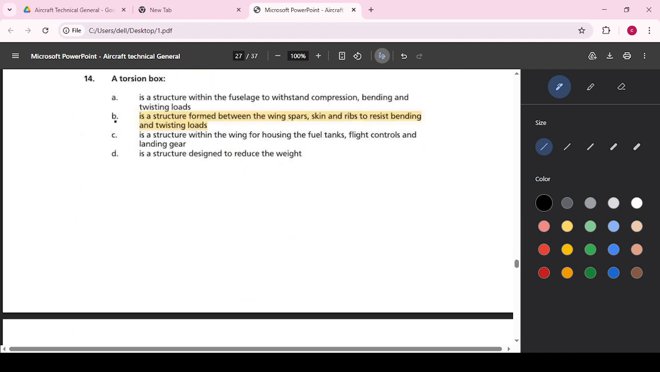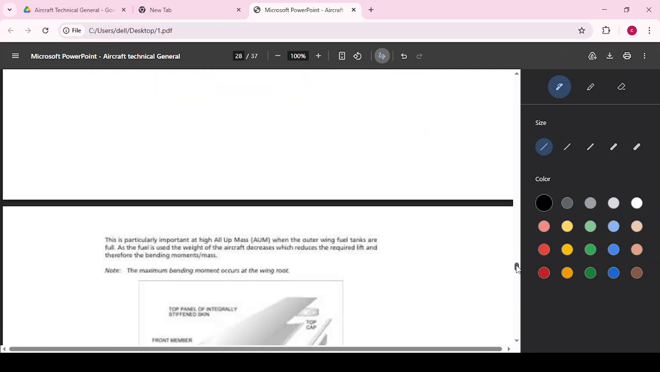What is a torsion box? A torsion box is a structure with fuselage to withstand compression, bending and twisting load. No. A torsion box is a structure formed between the wing spars, skin and ribs to resist bending and twisting loads. True. Is a structure within the wing for housing fuel tanks, flight controls and landing gear? No. Is a structure designed to reduce the weight? No.